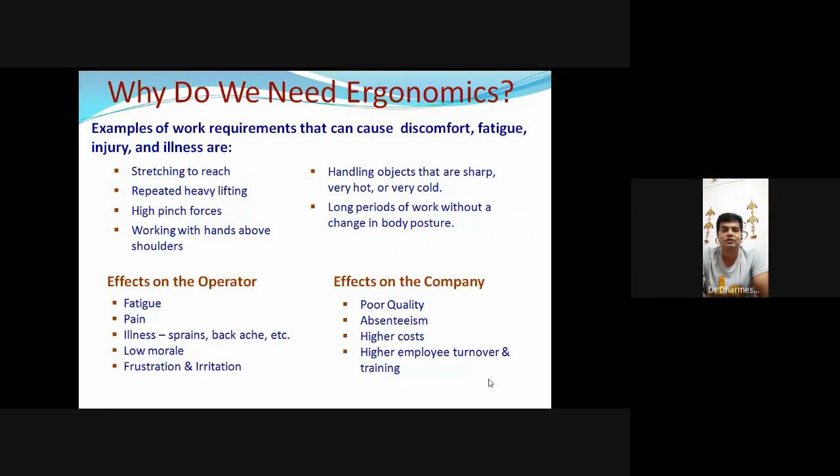Okay, what work he or she is doing, under what environment, and who is the person. Because the male and the female, if we go by anthropometry ratio, are having different ratios and different percentages of lifting or doing any task. Okay, so examples of work and requirements that can cause discomfort, fatigue, injury, and illness are stretching to reach.